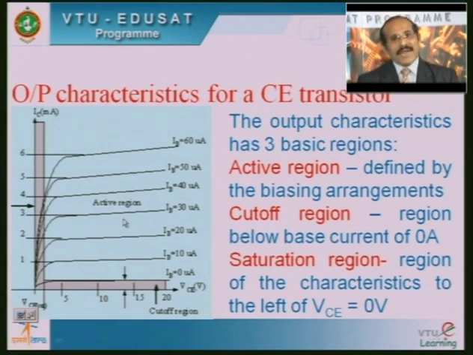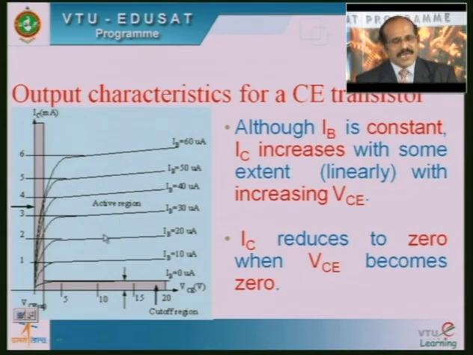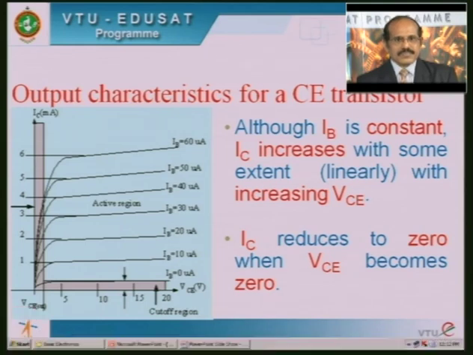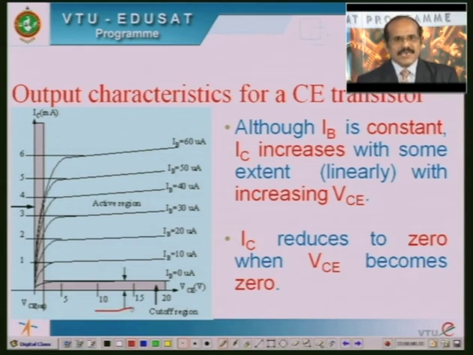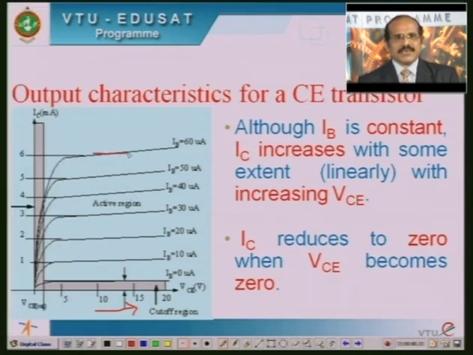And another point is that, compared to the common base transistor, you can note that the curves in the active region have a slope. The slope is more pronounced in the output characteristics of the CE transistor compared to that of the CB configuration. The reason is that whenever VCE increases, the collector current also increases, but it has a more pronounced slope compared to the output characteristics of the CB configuration.